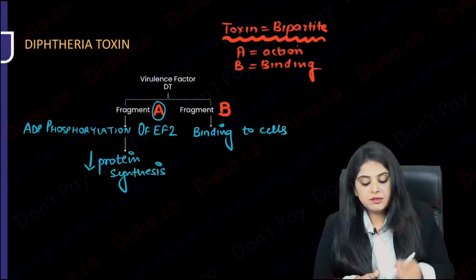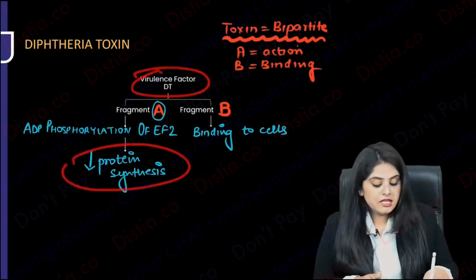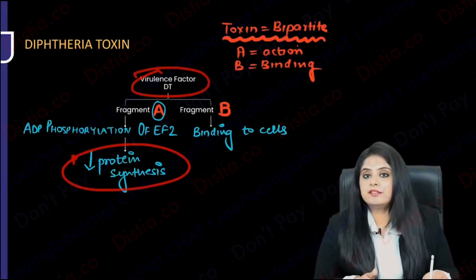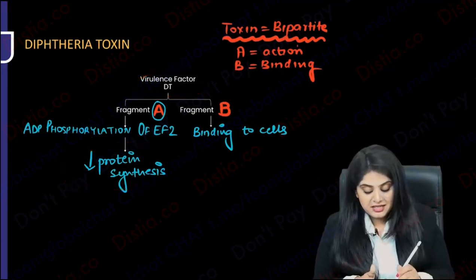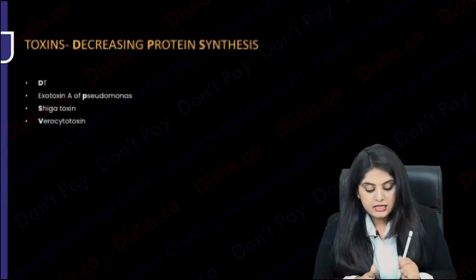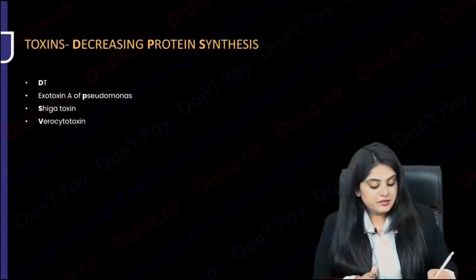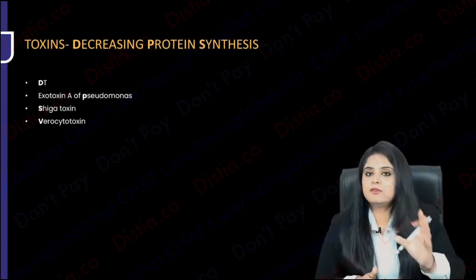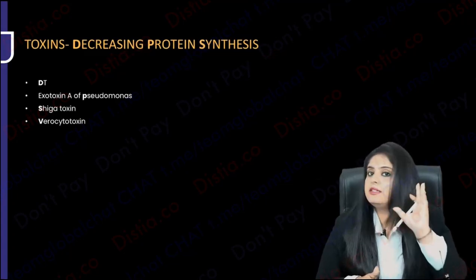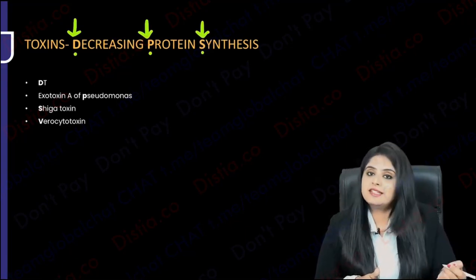So basic concept, starting and ending. How does the diphtheria toxin work? It works by inhibiting the protein synthesis, right? So now you will ask me which are all the organisms which are going to work by inhibiting the protein synthesis and or decreasing the protein synthesis. So I have kept a simple way. See, the mnemonic that comes from the title is the best mnemonic. So which are the ones which decrease protein synthesis? D, P, S. That's your mnemonic.